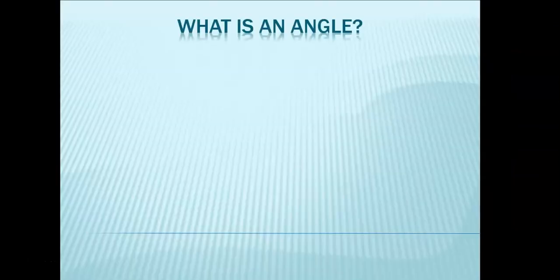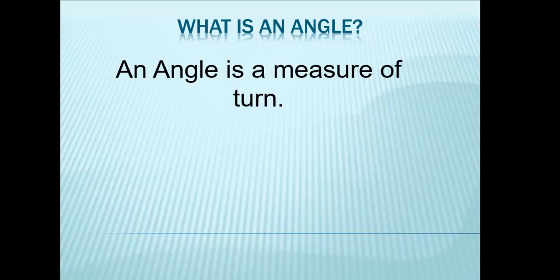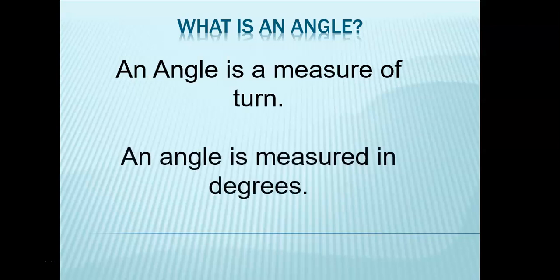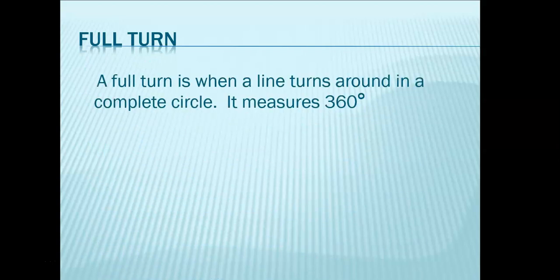In our last lesson we learnt that an angle is a measure of turn, and we also learnt that an angle is measured in degrees. We learnt about the different kinds of turn. First one I want to look at is a full turn. Now a full turn is when a line turns around in a complete circle and it measures 360 degrees.